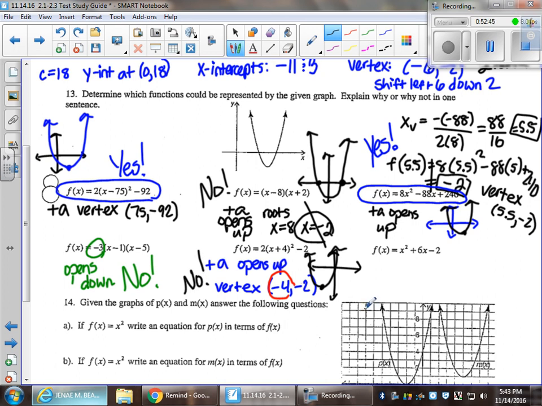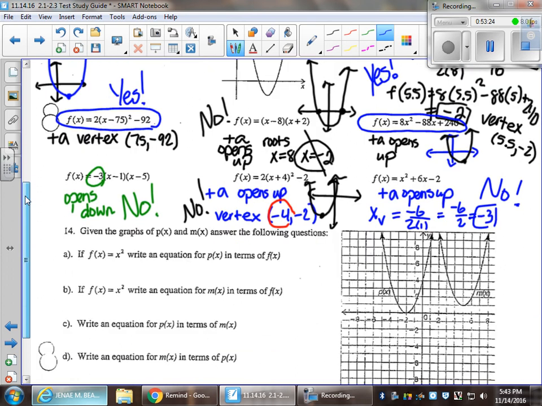Last but not least, x squared plus 6x minus 2. Well, A is positive, so I know this opens up. That's a good start. Positive A opens up. Let's see what the x value of the vertex is. xv equals negative 6 divided by 2a, which would be 2 times 1. That's negative 6 divided by 2. Right away, I know no, for the same reason that this was no. My x value of the vertex is shifting left 3, which is no good.